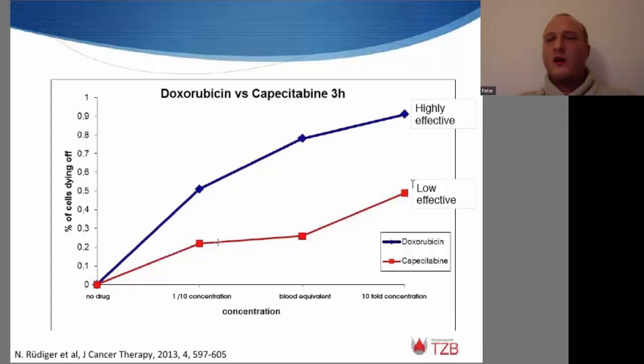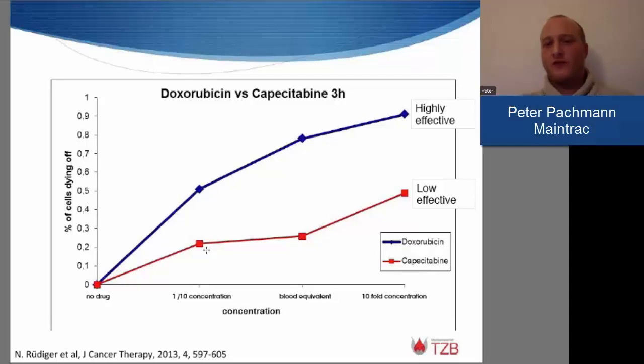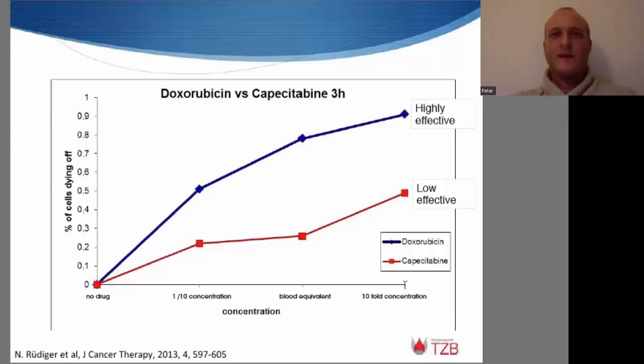We also test different concentrations of the drugs to see whether there's a change. You can see 1/10 of this concentration of a day dose compared to the blood equivalent of a patient with, let's say, 5 to 7 liters of blood, or the 10-fold concentration, which nobody would get because it would be killing the patient. Yeah, it makes it simple.